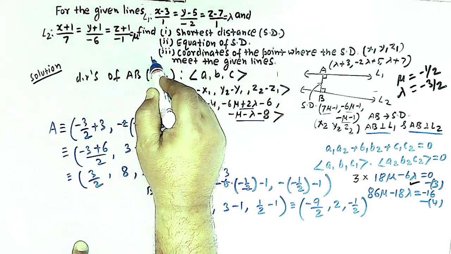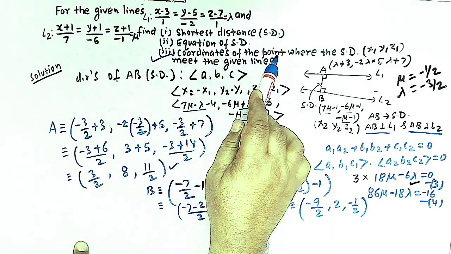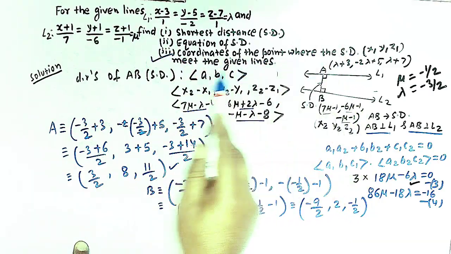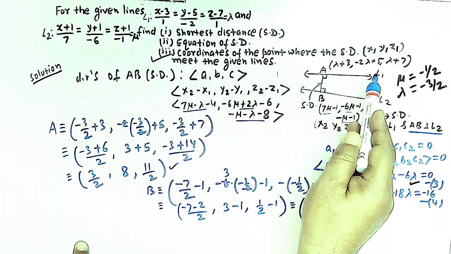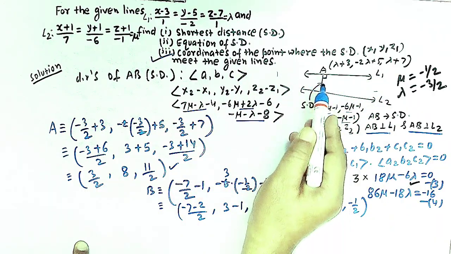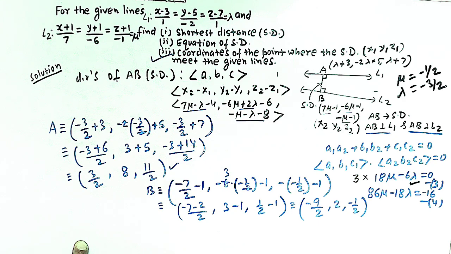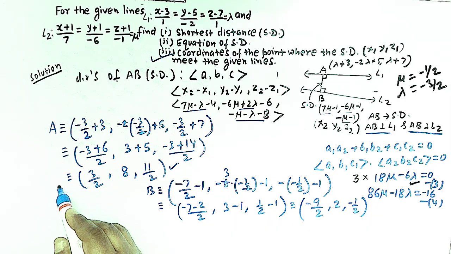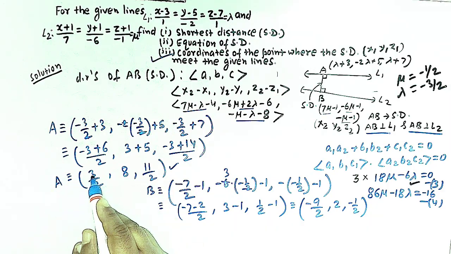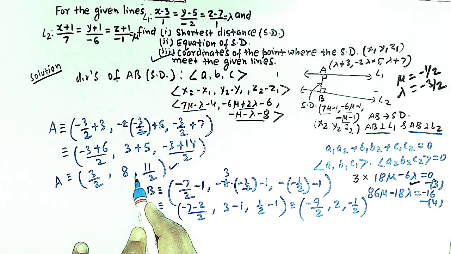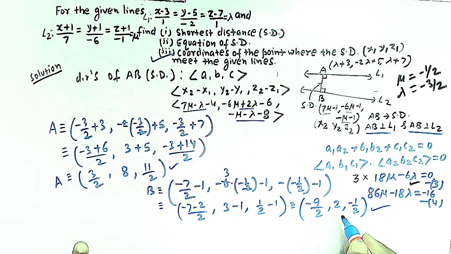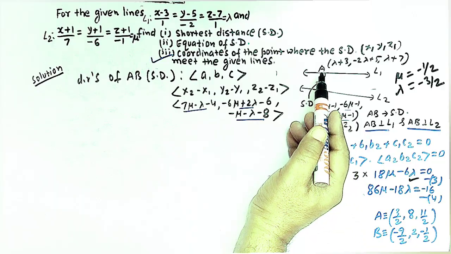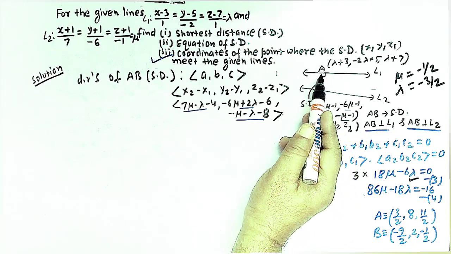So here we have now obtained the coordinates of the points where the line of shortest distance meets the two given lines L1 and L2. So A and B are the two points where the line of shortest distance meets the lines L1 and L2, and the coordinates of the point A are given by 3 over 2, 8, 11 over 2, and the coordinates of the point B are given by minus 9 by 2, 2, and minus half. So now let us obtain the direction ratios of AB.